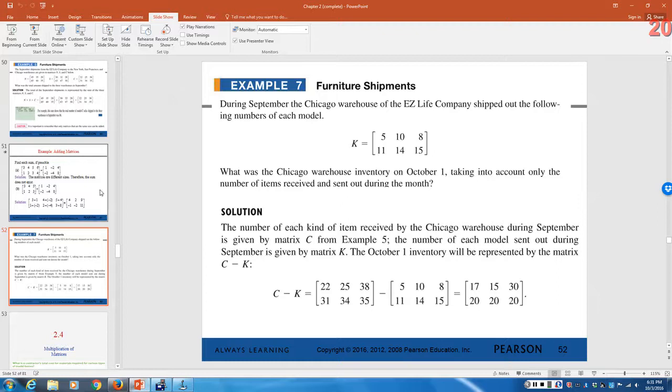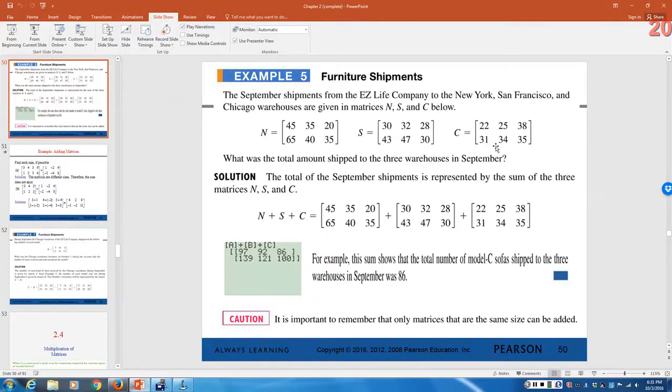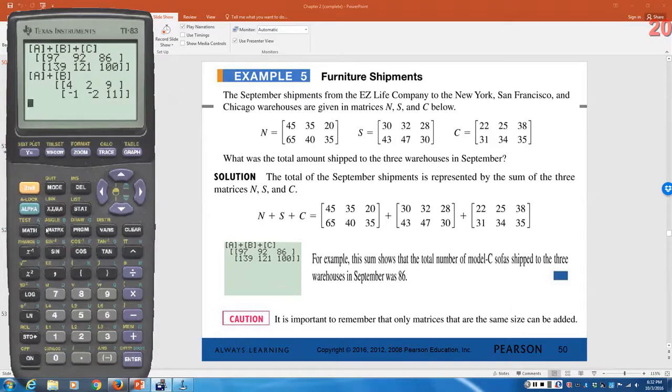And in order to complete the problem, we're going to have to go back up to the Chicago problem and see that we started out with Chicago having shipments in September of 22, 25, 38, 31, 34, and 35. So that's those shipments. Let's go put that matrix in. And actually this time we'll put it in matrix C so we'll know we're talking about Chicago. So here's Chicago shipments. And it is 2 by 3 still.